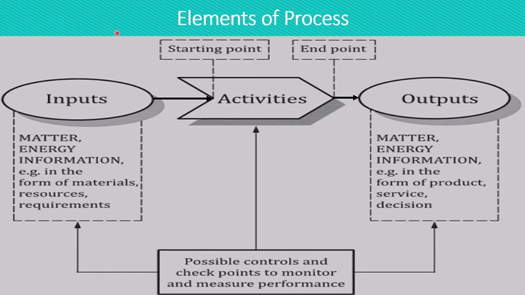As you see in this figure, there are 4 basic elements of a process. The first one is an input. The second is activities. Here there are multiple activities which are interconnected. And the third is an output. And the last, the fourth, is the control and measurement. Here the inputs may be matter, energy, information in the form of materials and resources, and they are just requirements of the process. All these inputs are put together and they are converted into outputs. And the outputs can be either services or products, or it may be a decision.